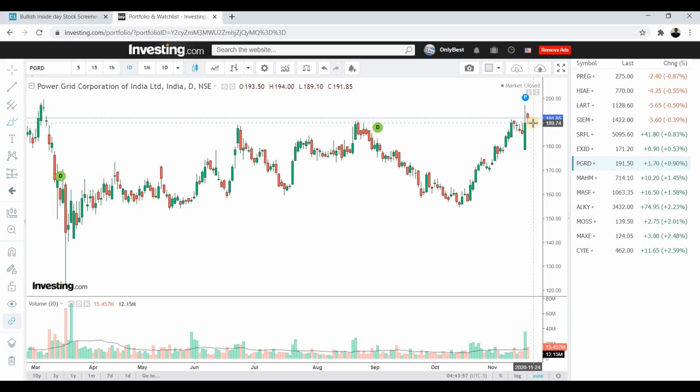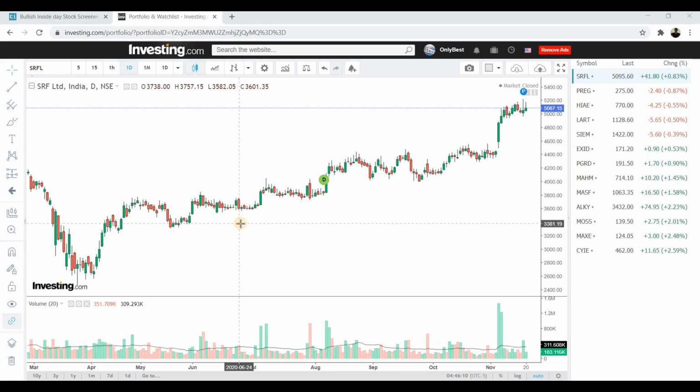I won't encourage you to place a stop loss here. And one thing I have learned from my experience is that you have to close down your trade at the end of the day. Do not carry your positions, because sometimes it might just hit your stop loss and then retrace to higher levels. Now we will check the chart of SRF.